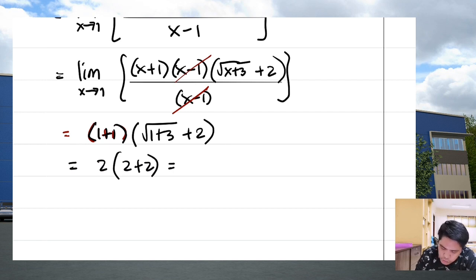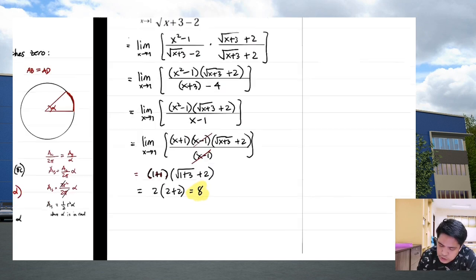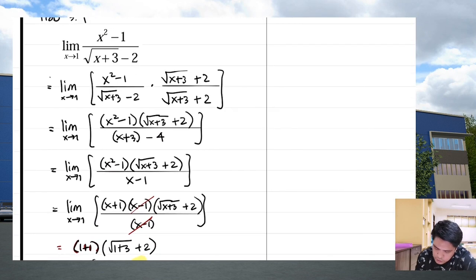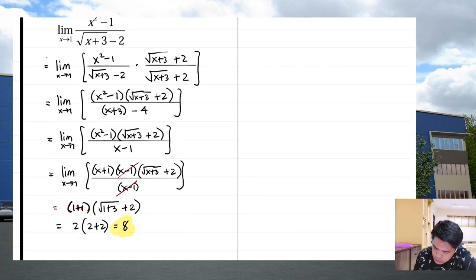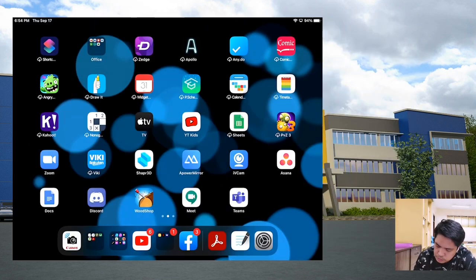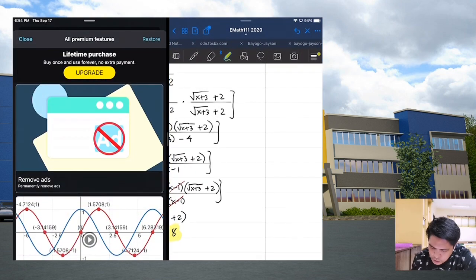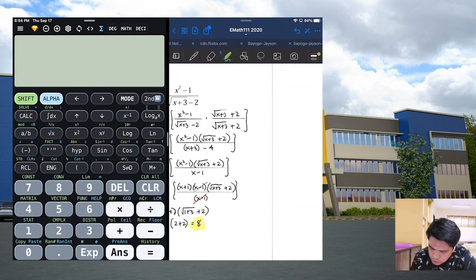The answer is 4 times 2, so 8. So our answer is 8. Okay? So pwede din natin i-check sa calculator. So if we use a calculator, let me open the calculator. So kung i-check natin using a calculator, ganito yung gagawin natin.